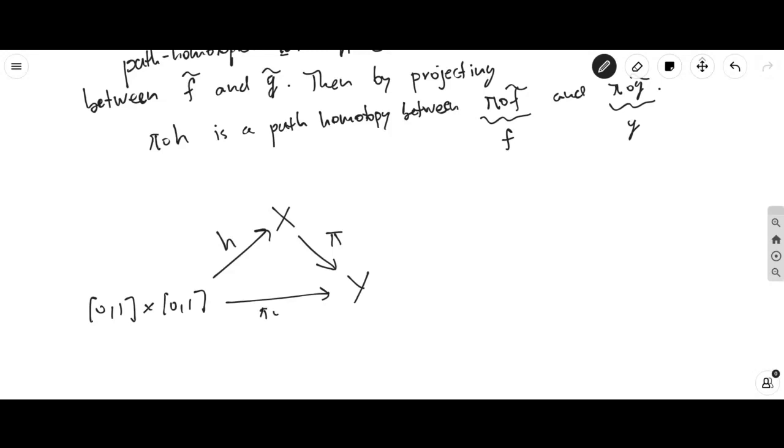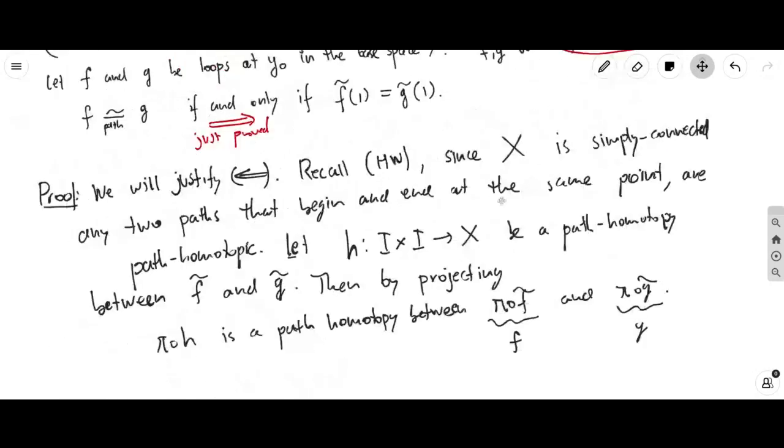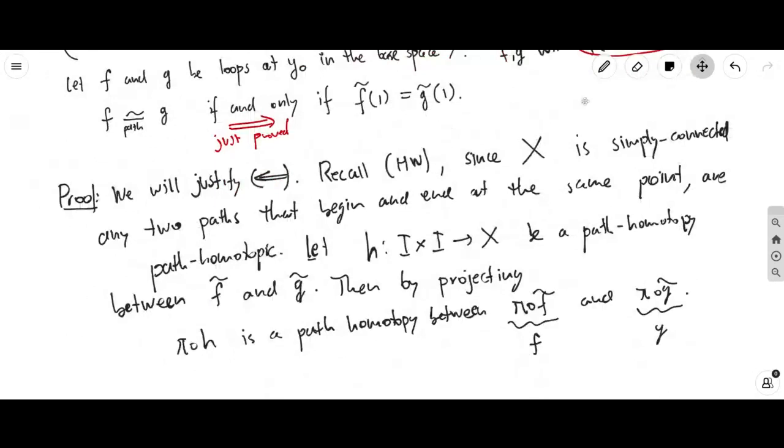So this would be pi composed H. And that now gives you a map from the square into Y. So this is a homotopy, right? It's a map of a square into Y between these two. So you've constructed a homotopy between those two. So that proves the other direction. So this is the monodromy theorem.